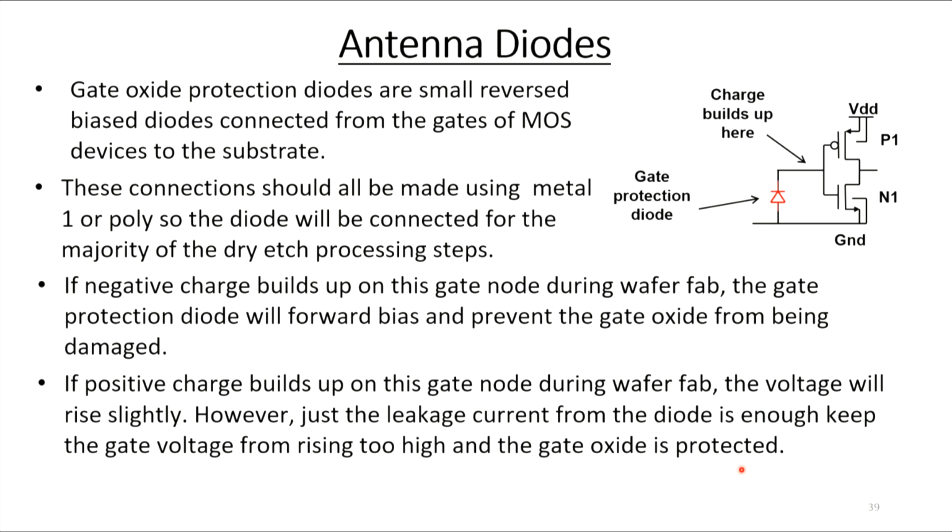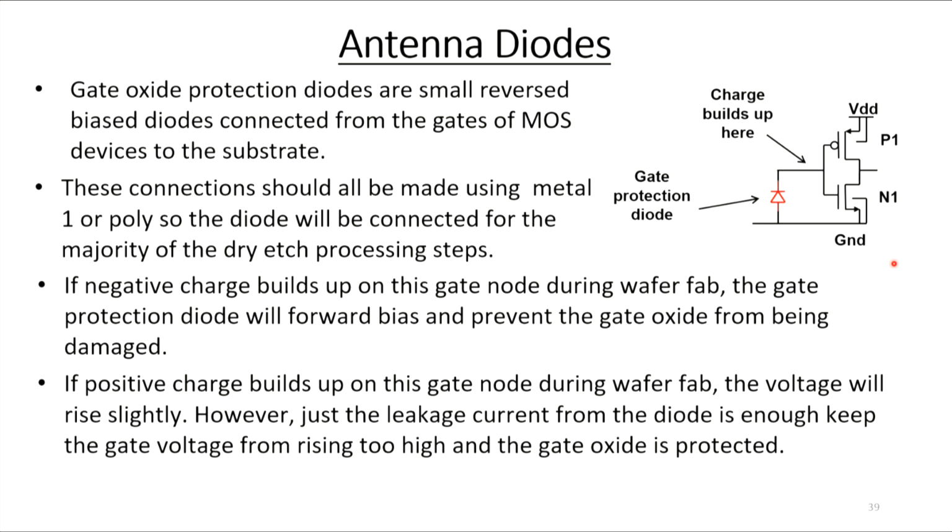So gate oxide protection diodes are small reverse bias diodes connected from the gate of the MOS device to the substrate. And you'll want to connect these things up either in metal 1 or in poly. And you do that so the diode is there for the majority of the dry etch processing steps. If you have 6 layers of metal and you don't hook the diode up until you get to metal 6, well, it wasn't there for metal 1 through 5, and you may have already blown the gates out. So you want to hook this thing up as early in the process as you possibly can. That would be metal 1 or possibly poly.